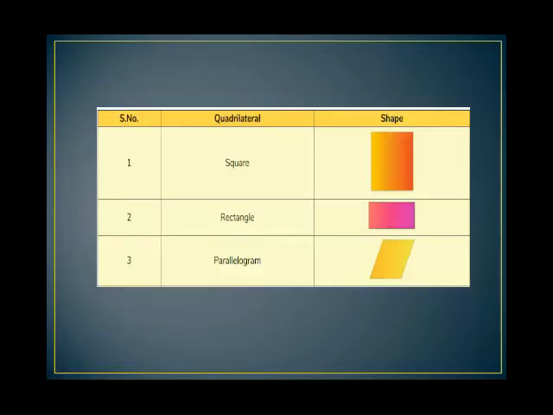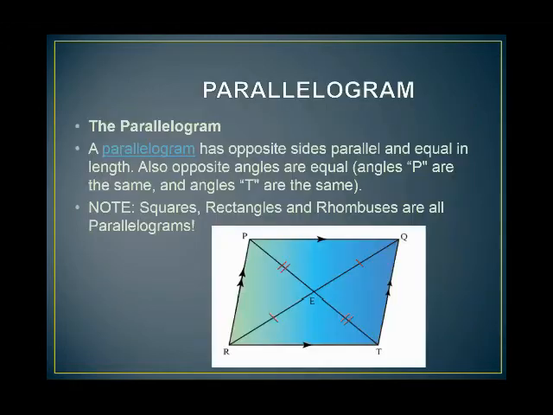So we are moving toward three shapes, that is parallelogram, rectangle and square. So we discussed the kinds of quadrilateral, and now we are only discussing the properties of these shapes: parallelogram, rectangle and square. So the first one is the parallelogram.